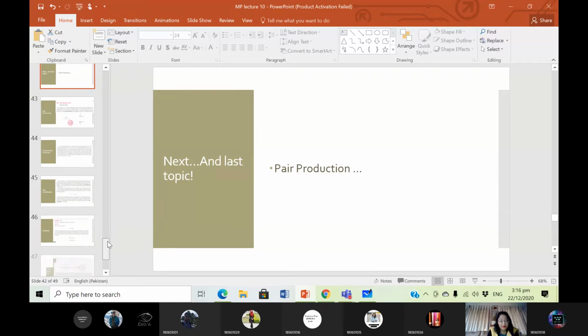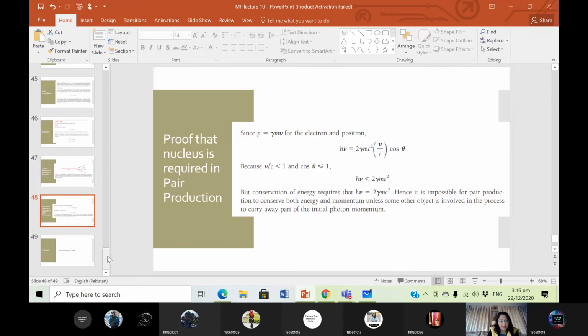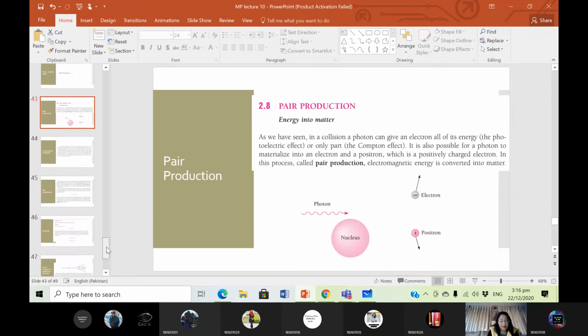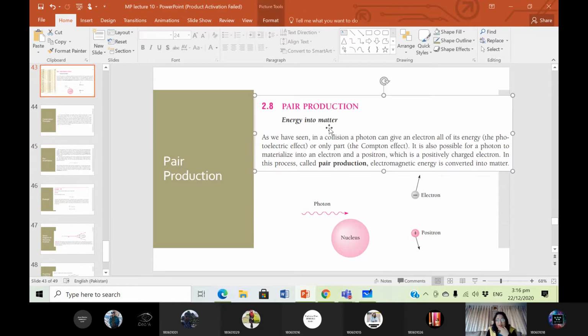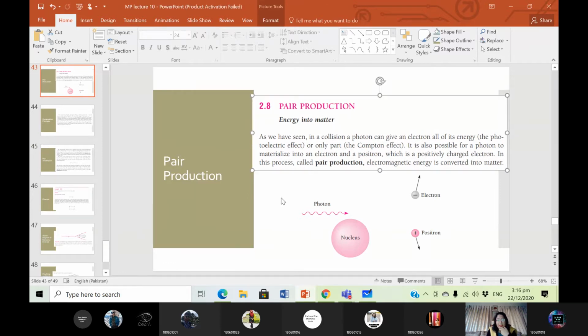Okay, no questions, so we will do pair production, and this is our last topic, and we have up to a couple of slides more, okay? Let's see now what we mean by pair production. So basically, this is our last topic in this chapter on particle properties of waves, and obviously this is our last chapter, so we'll hopefully finish by today. So what do we mean by pair production?